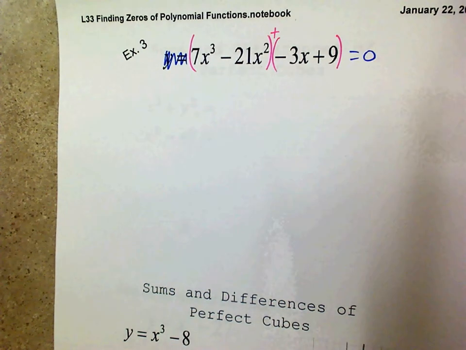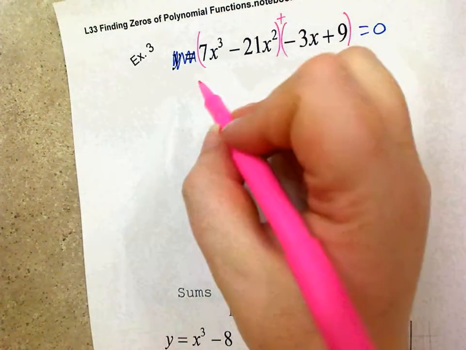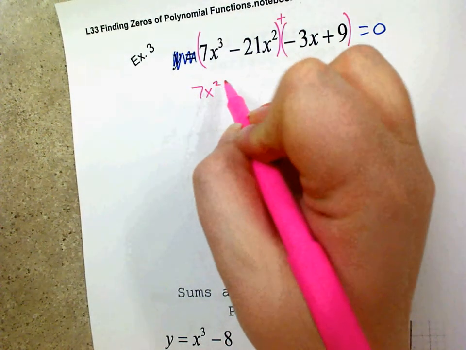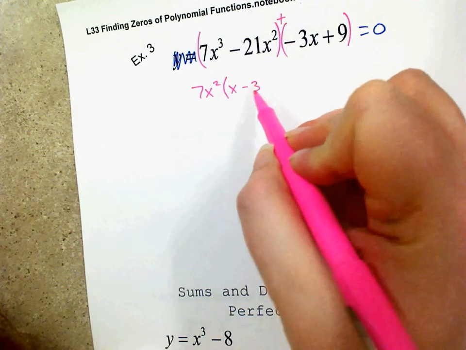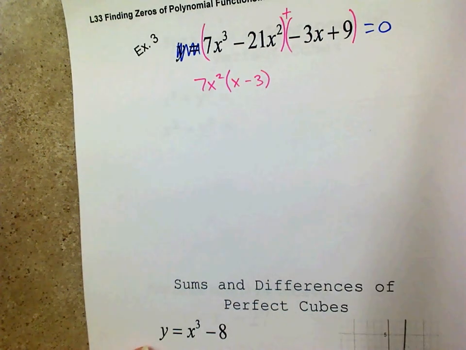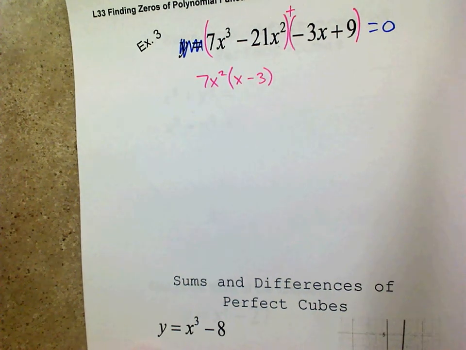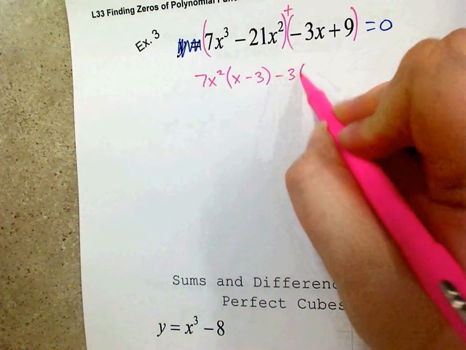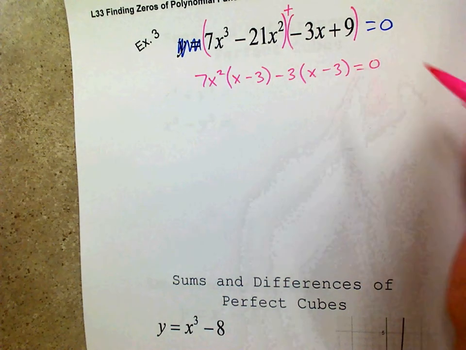Okay, tell me what I can do. 7x squared. Okay, what am I left with? X minus 3. So if I factor out a 7x squared, I'm left with x minus 3. What are you going to need to factor out of negative 3x plus 9 to make it x minus 3? The negative 3. So I'm going to factor out a negative 3, and I'm left with x minus 3 equals 0. Is this guaranteed to always work?